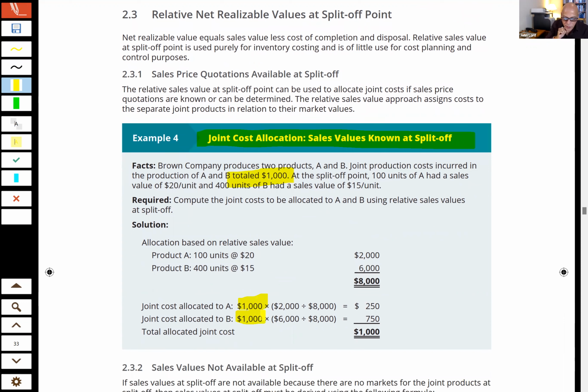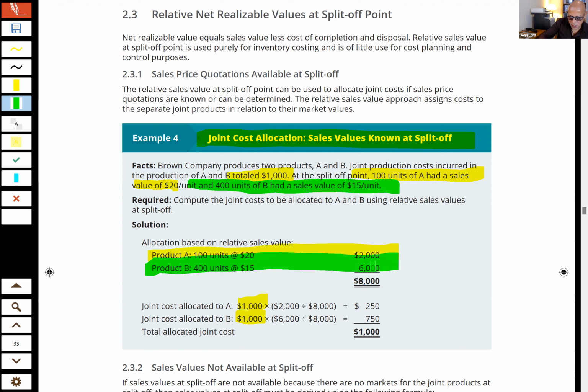Okay. Now here they tell us that you have 100 units of A, and that could be sold at $20 per unit. You have 400 units of B, and that could be sold at $15 per unit. So they go ahead and they extend that out. 100 units of A at $20, $2,000, and 400 units of B at $15. That's a total sales value. If I were to sell them right now, before I'm really done with them, I could get a total of 8,000.